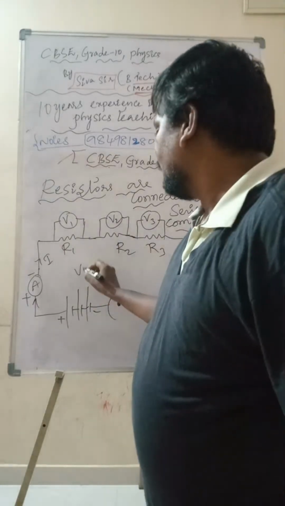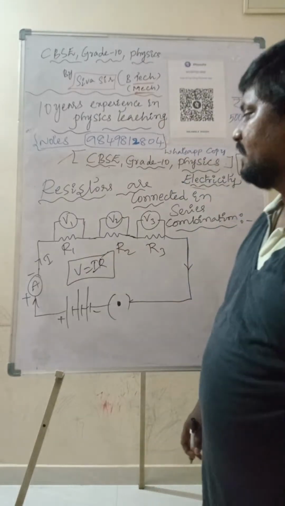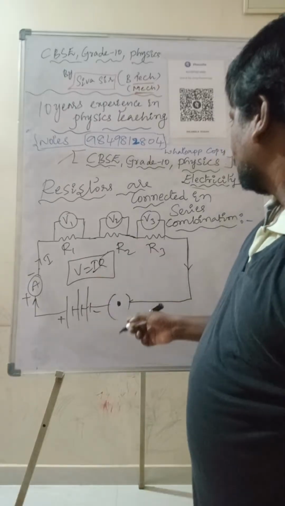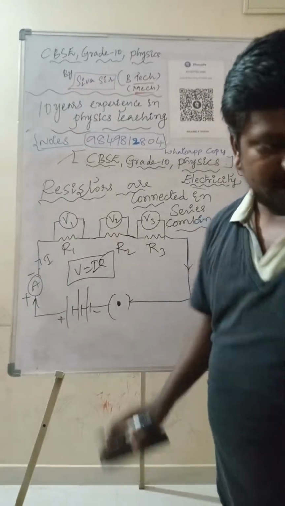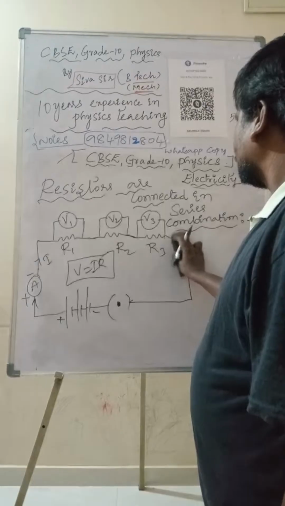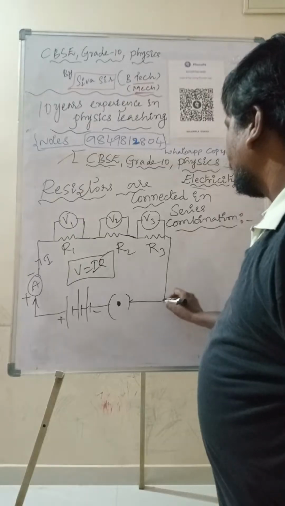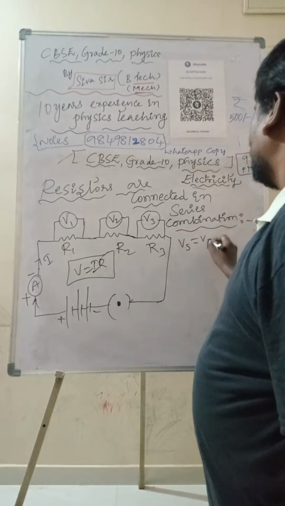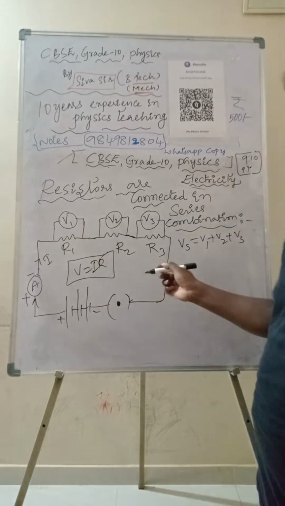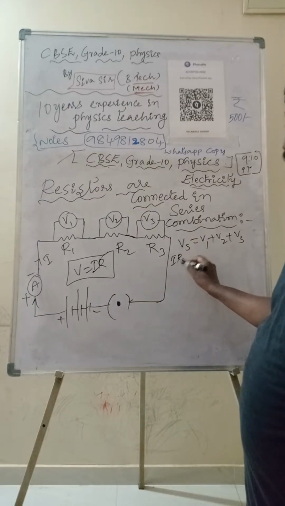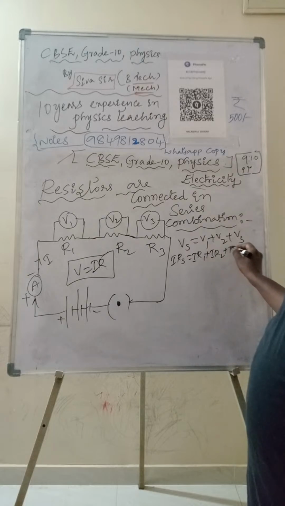From Ohm's law, V equals IR. For the series combination, Vs equals V1 plus V2 plus V3. So I Rs equals I R1 plus I R2 plus I R3.